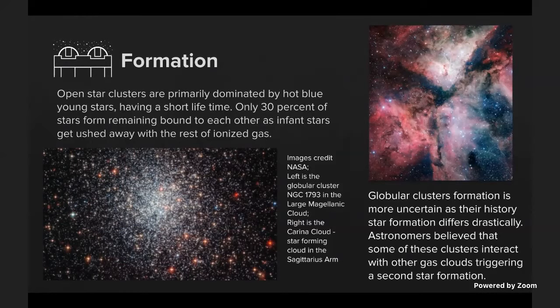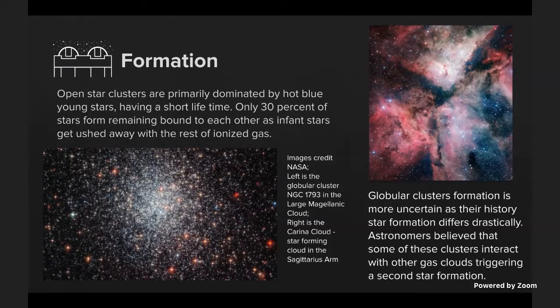Unfortunately, during this gas expulsion, many young stars will get lost unless they're strongly gravitationally bound to each other. In fact, only 30% of the gas in the cloud core forms stars that will remain bound together. Since most stars get pushed away, open star clusters are dominated by hot blue young stars, making the life of these clusters very short.